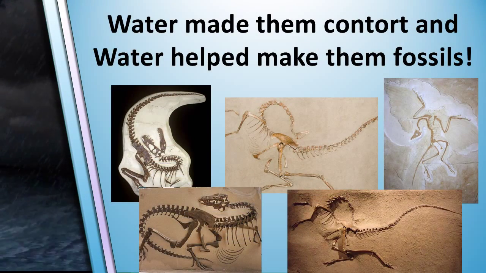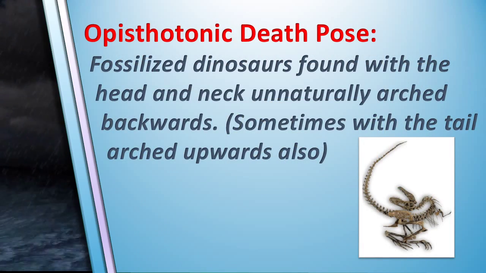So, we now know that water made these air-breathing, land-dwelling dinosaurs contort when they died in a massive flood, and that water also later buried them in sediments and facilitated their fossilization. And since we find these bizarre death poses all over the globe, we can see that they were all involved in a flood on a global scale. So, even the pose of many dinosaur fossils found all over the world is pointing to a watery death and a burial in a global catastrophic flood.